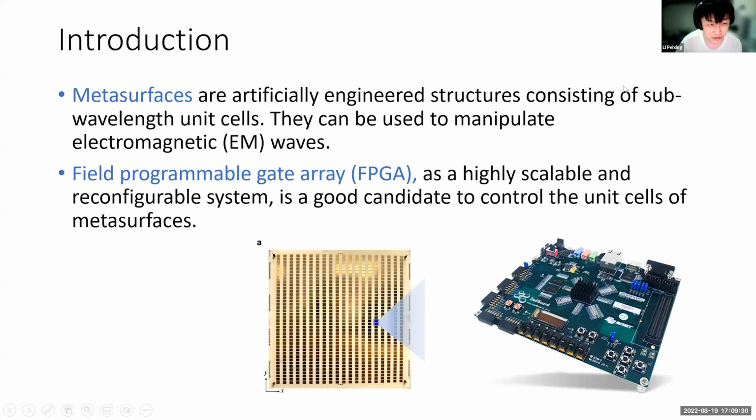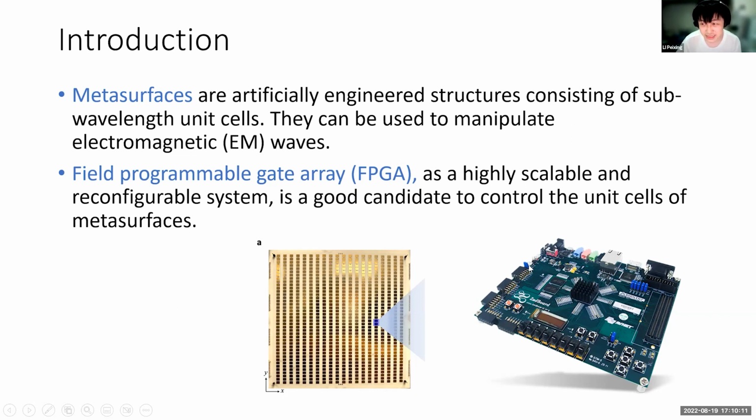Firstly, I'd like to introduce the concept of metasurface, or the intelligent surface, and the FPGA. A metasurface is a kind of metamaterial, which is an artificially engineered structure consisting of sub-wavelength unit cells. If you take a look at the pictures below, you will see many small squares on the surface, and the size of each is much smaller than the wavelength of its operation. They can be used to manipulate EM waves, like reflection and refraction and many other interesting effects.